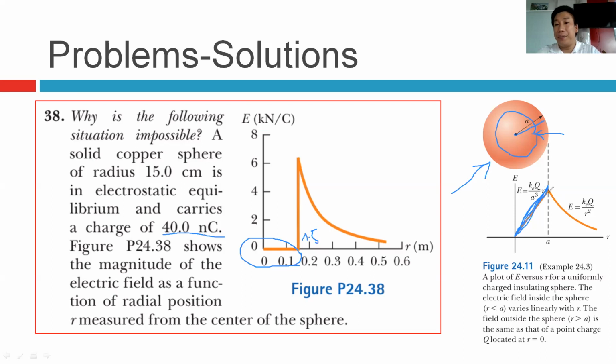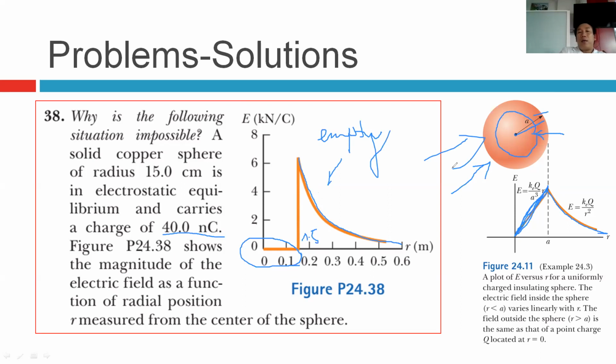And outside the sphere it decreases. So we can see this same curve here. This is for outside the sphere, right? But inside is different because this one is solid and this one is empty. So when you look at the two figures, you can tell that this one is for the empty sphere and this one is for the solid sphere. Okay.